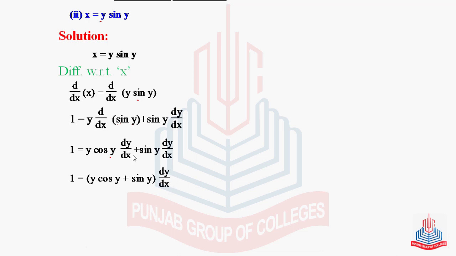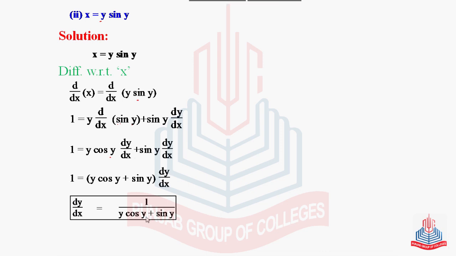And to calculate dy by dx, we have to shift this term to the left hand side, and finally we have dy by dx is equal to 1 over, this will be divided to the left hand side, that will become 1 divided by y cos y plus sine of y.